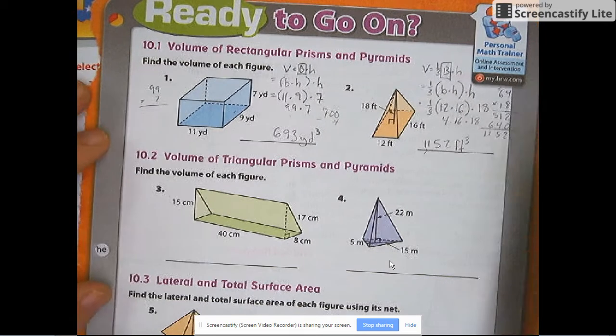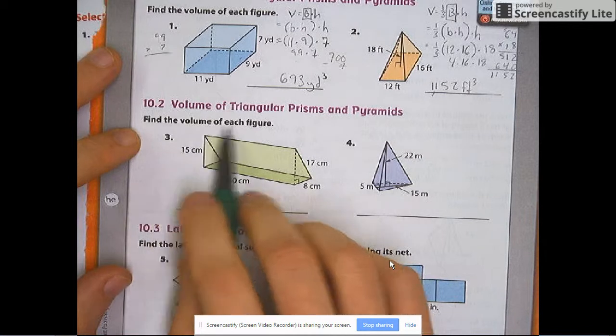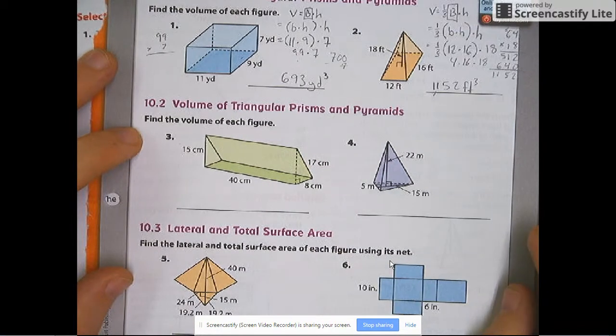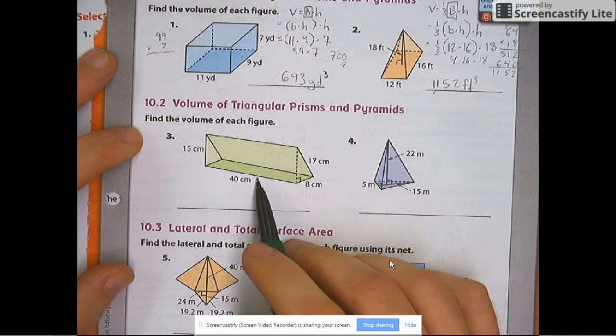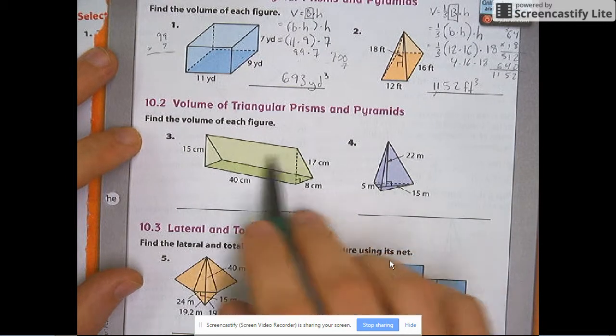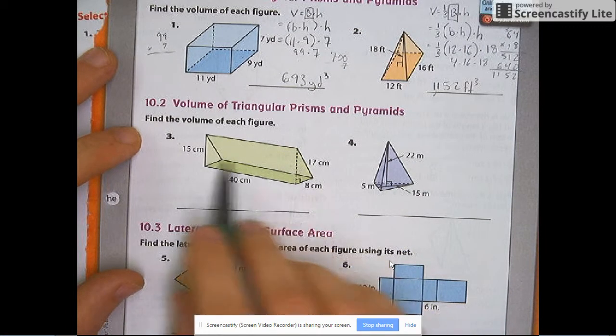Okay, we're continuing with question number 3 and 4. Again, I'm finding the volume of each figure. So first I need to identify what this figure is. Well, it looks like it has a rectangle here, one back here, and one underneath. So it's got 3 rectangles and 2 triangles.